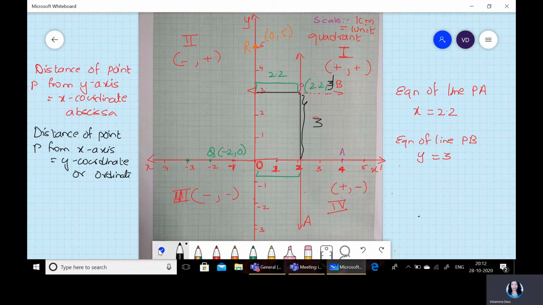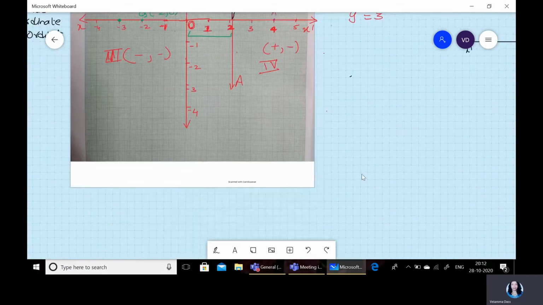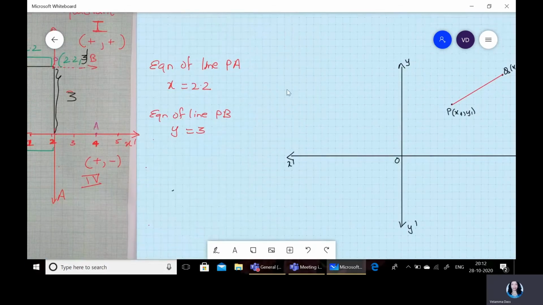So we have learned this in 9th standard. Let's learn in 10th standard. Very important thing we are going to learn, that is the first thing, distance formula.